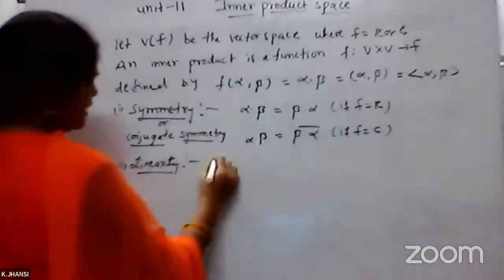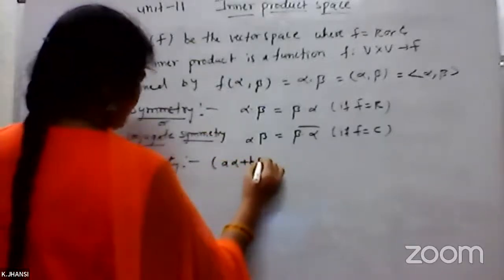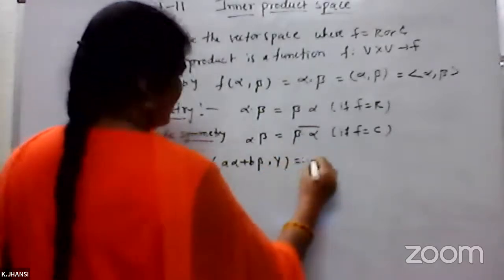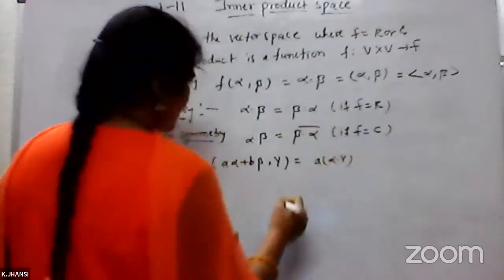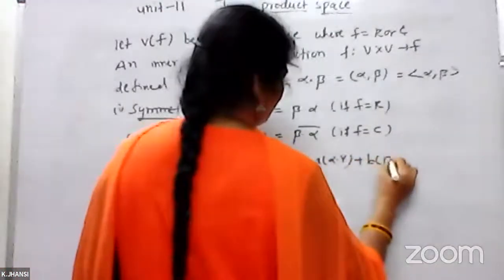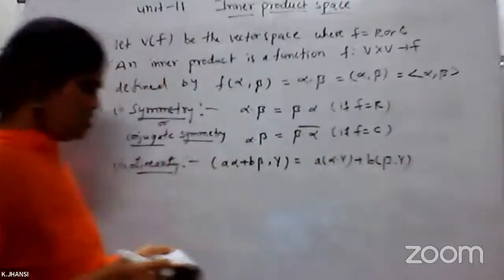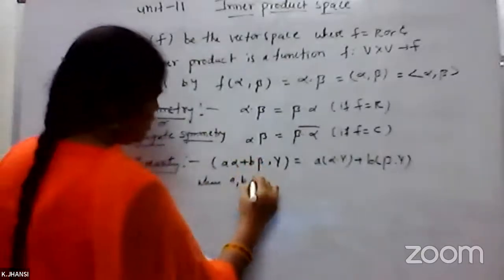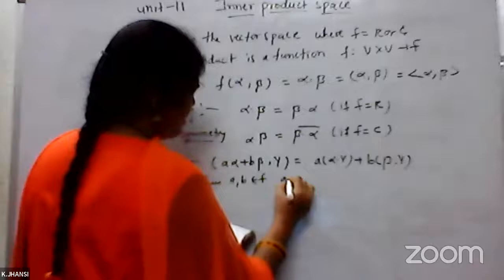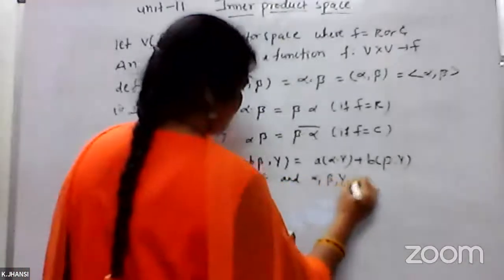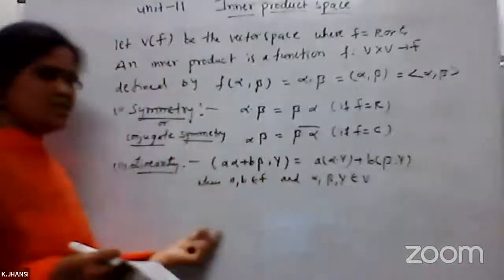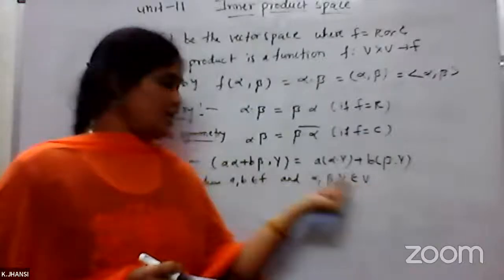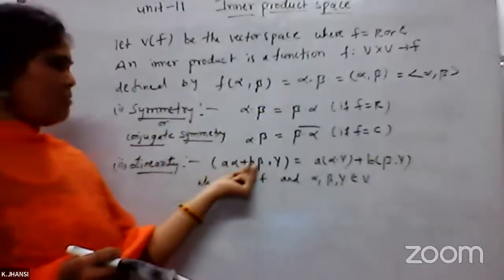Linearity is: a alpha plus b beta, comma gamma, equals a into alpha into gamma plus b into beta into gamma. Here a, b belong to F, and alpha, beta, gamma belong to V, that is, they are the vectors. Small a and b are the field of scalars and this is the set of vectors. So the second condition is linearity.